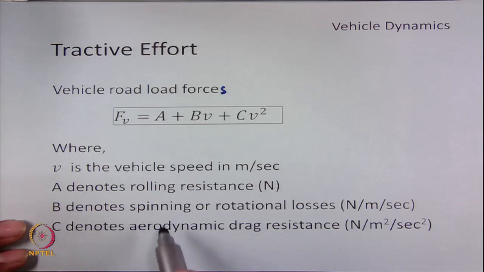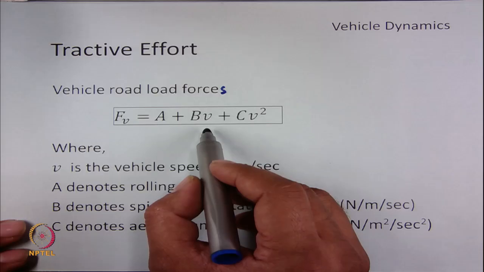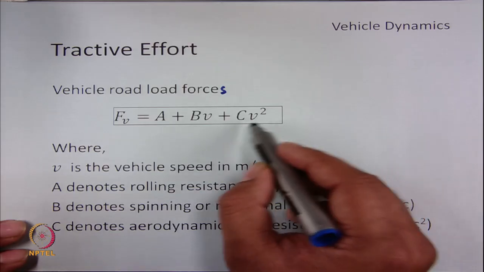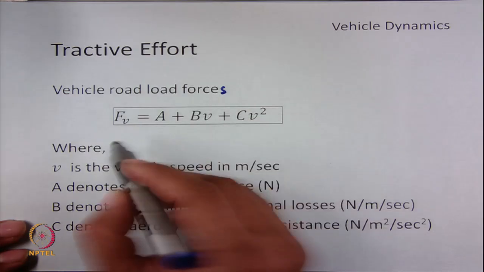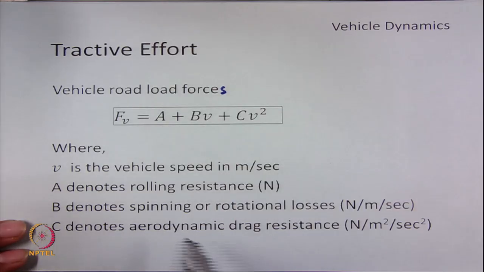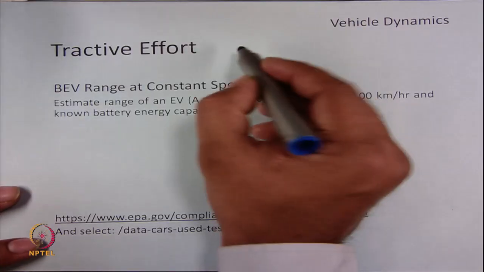Secondly, there are forces due to spinning and rotational losses, which are very low in any vehicle. Similarly, the constant C denotes the force due to aerodynamic drag resistance. We know that the force due to aerodynamic drag is a function of the square of the speed. So the C coefficient denotes the aerodynamic drag force.